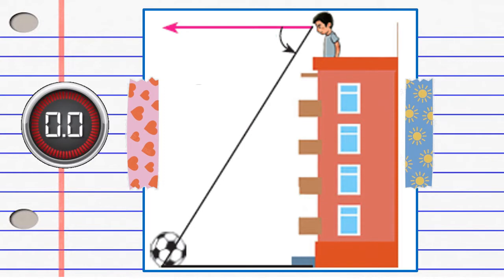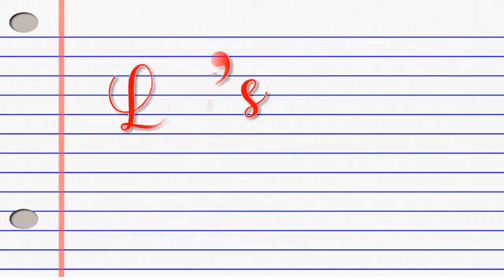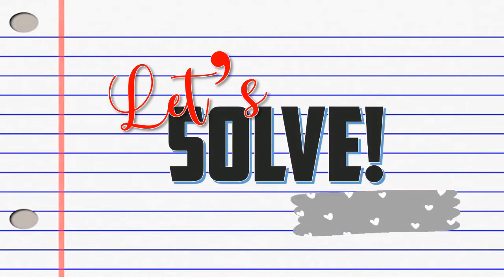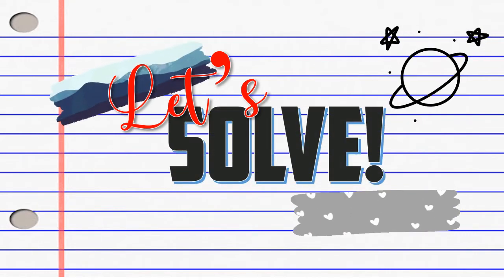Okay, time's up. This is an angle of depression, because as you can see, the boy is looking downwards at the ball. And this is the horizontal line of sight. This is the line of sight. And the angle there is what you call the angle of depression. At this point, let's solve some problems involving angle of elevation and angle of depression.